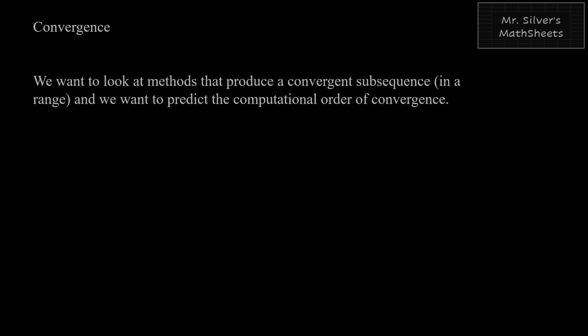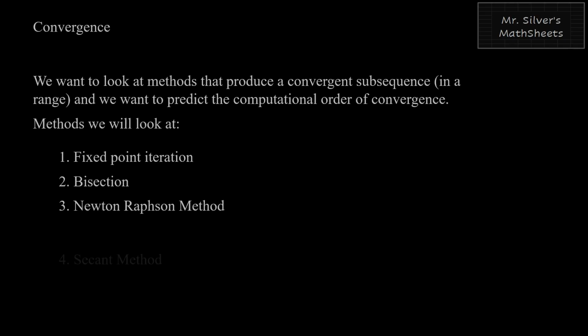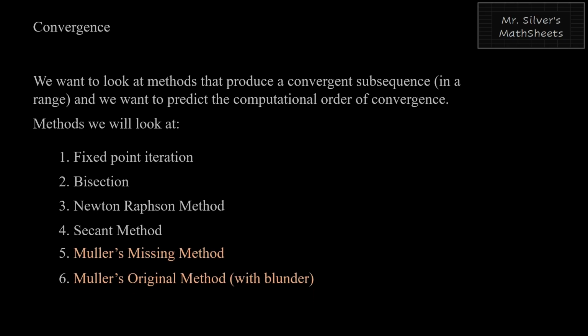So we want to look at methods that produce a convergent subsequence, at least in a range. And we want to predict the computational order of convergence, and we'll look at methods like the fixed point iteration method, the bisection method, Newton-Raphson method, secant method. In a subsequent video, we will talk about Muller's missing method and Muller's original method, but not in this video.